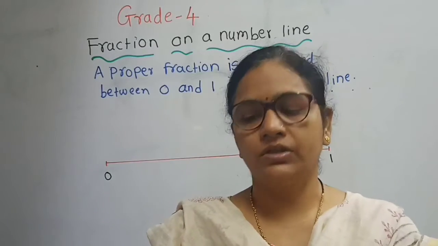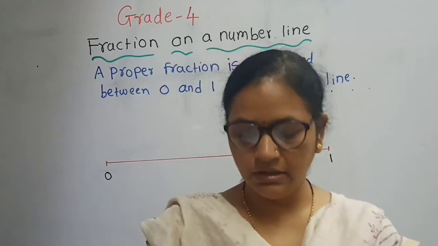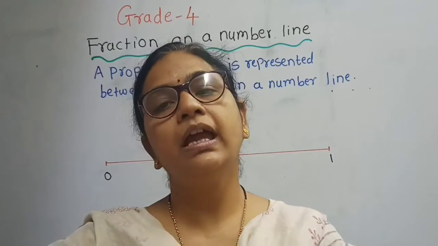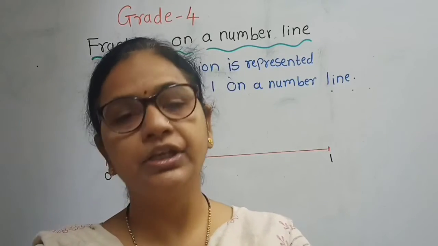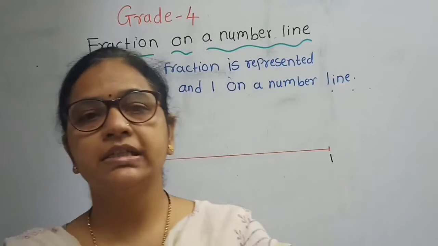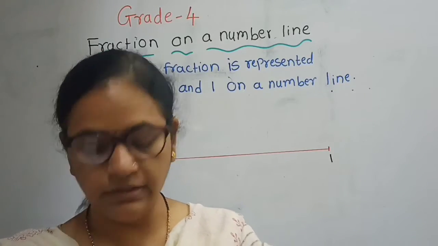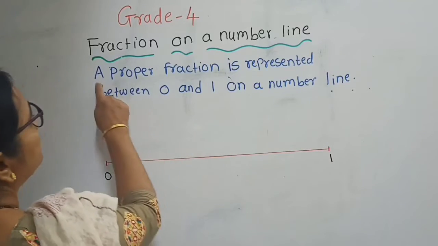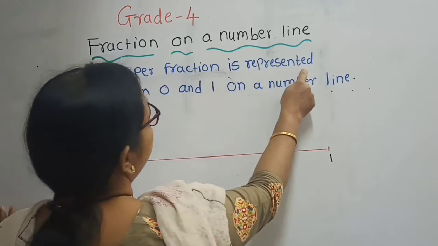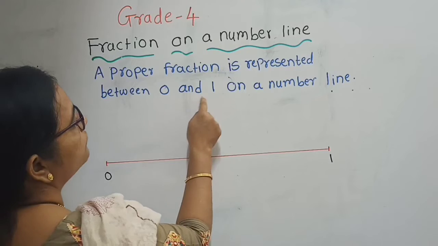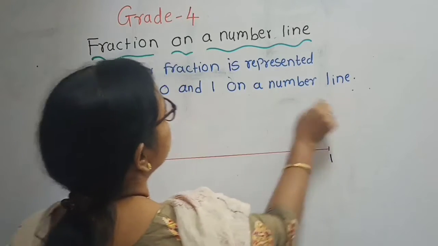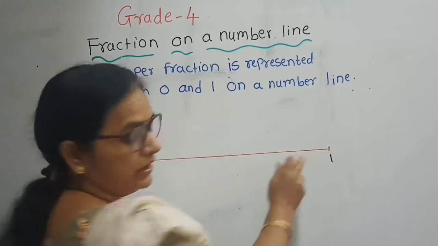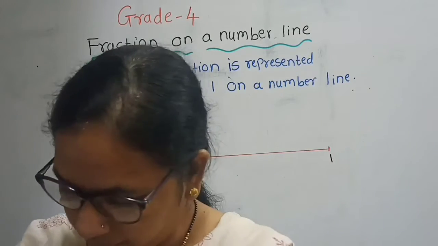Okay. In the previous session we learned mixed fractions, converting an improper fraction into a mixed fraction, and converting a mixed fraction into an improper fraction. Children, today we are going to learn fractions on a number line. A proper fraction is represented between 0 and 1 on a number line. Yes children, we can represent a proper fraction on a number line. Okay, let's see one example.